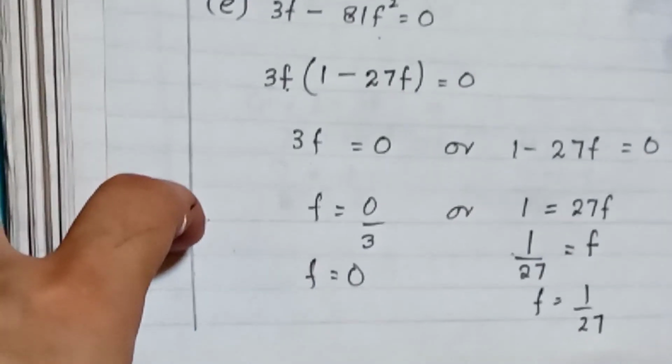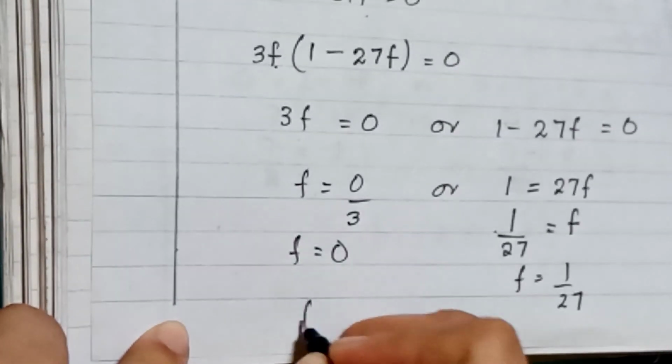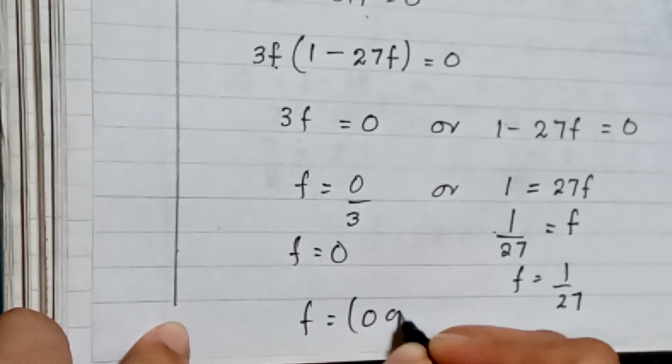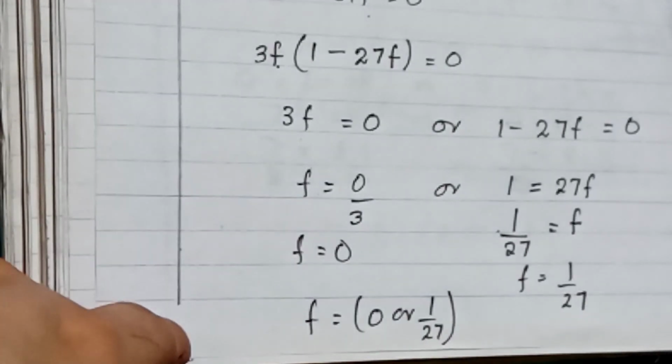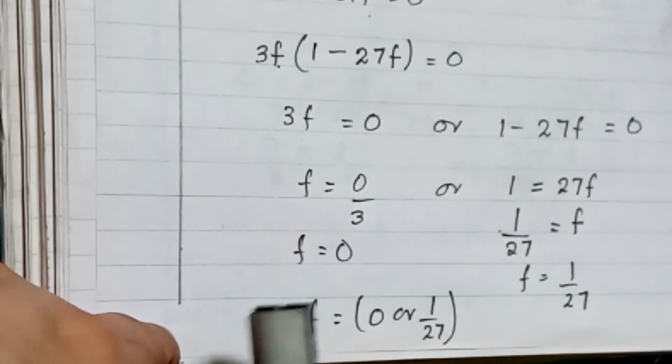So we have two answers for f here. f equals 0 or 1 upon 27. You have to complete question number 3 with the remaining parts.